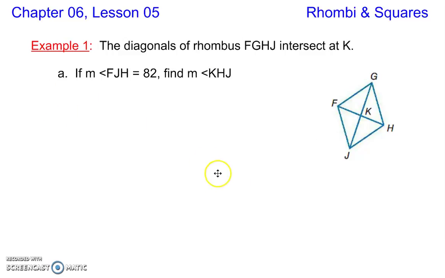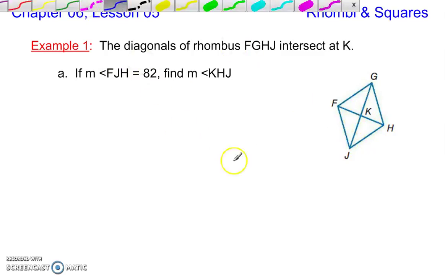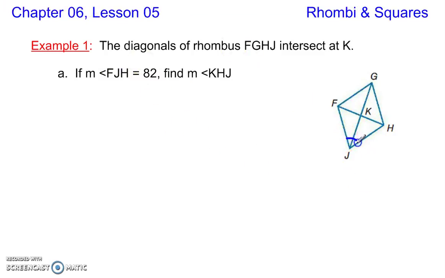So here we have an example. We want to find an angle. Now there's multiple ways to do this. We want to find, if FGH, this angle down here, is 82, this angle right here is 82, we want to find KHJ. So we want to find this angle. There's multiple ways. You can figure out this triangle right here. You've got 82 degrees here.